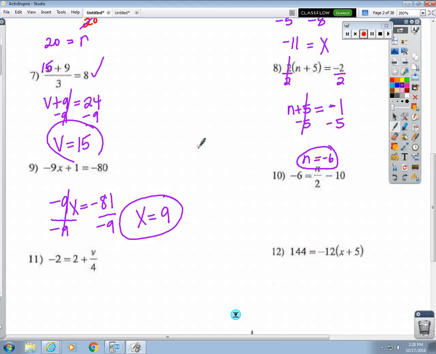Okay, that's why it's so important to check your answer, though, because what if she had accidentally written down negative 9? When she checked it, she would have known something was wrong. Because when you plug in a positive 9 and multiply it by negative 9, you get a negative 81, and then a negative 81 plus 1 is a negative 80.